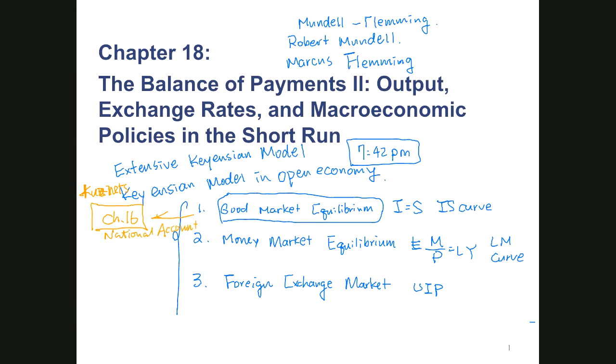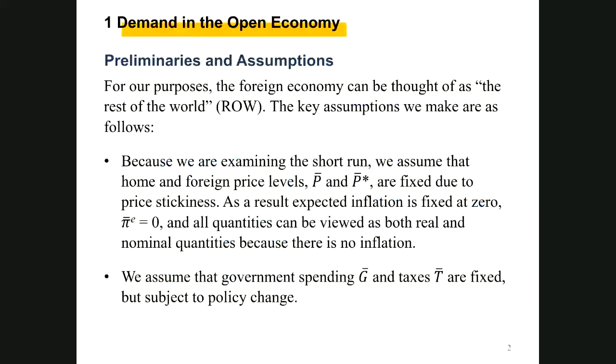And the second one, money market equilibrium. This is based on chapters 13, 14, 15. Okay, CIP, UIP, and PPP. Okay, last one. This is just the UIP. Okay, so let's move to the assumptions.